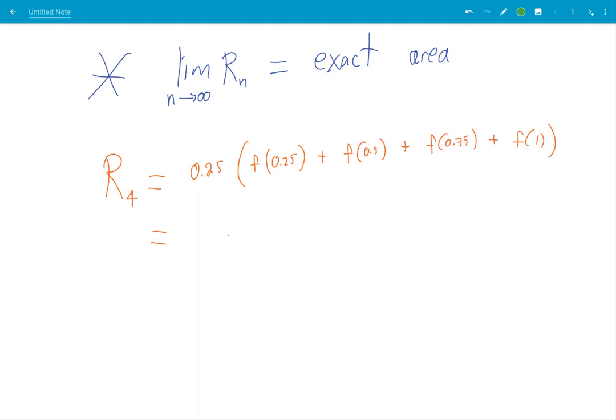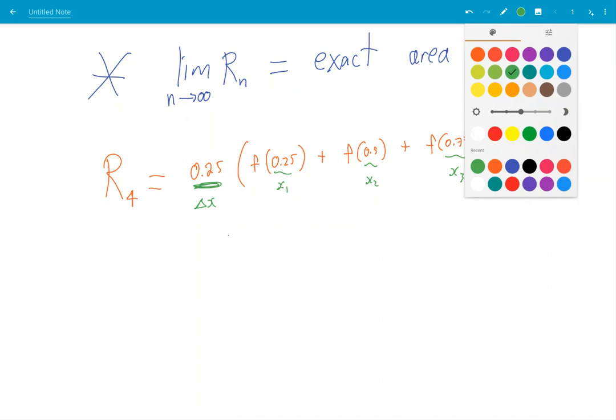Okay, so this was the width of all 4 rectangles. We're going to call that delta x, so a little piece of x. This was x1, we'll call this x2, we'll call this x3, we'll call this x4.